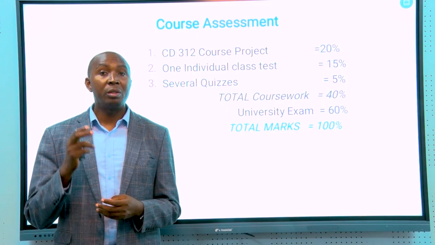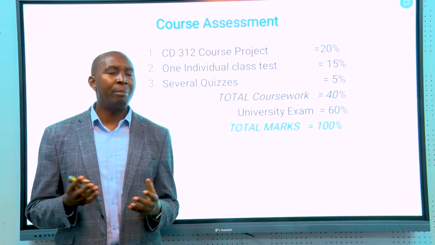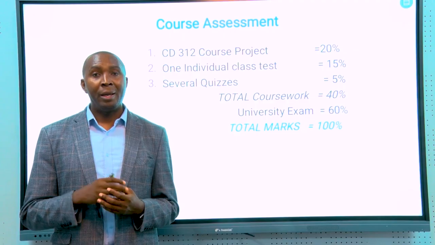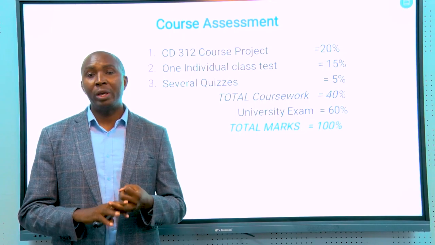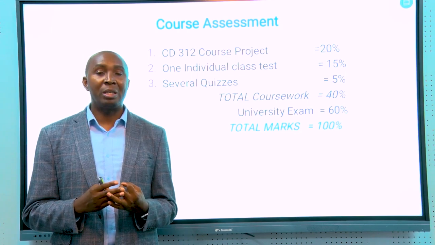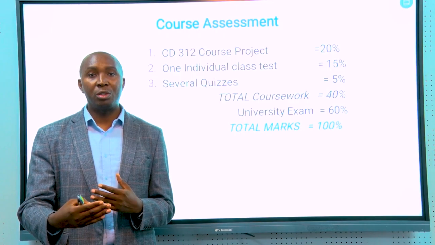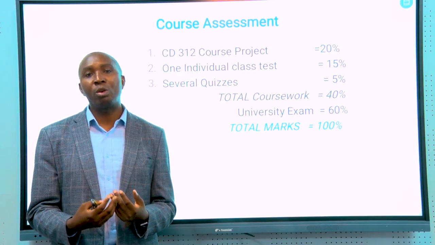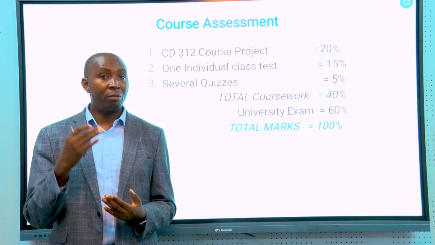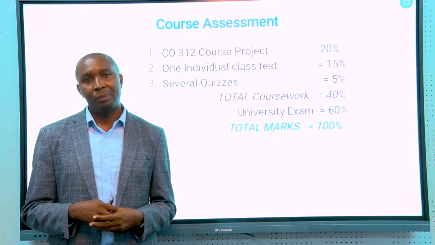So this course will be assessed using 3 mechanisms. One is that we have the course project that has been introduced, and this will be taking the bigger portion of the marks. So it will have 20 marks out of 40 marks. And then we have a test that is individual, where each and every student will be able to do a test that is graded as 15 marks. And then we have a number of quizzes that will be coming at regular intervals to test how much you're understanding and how much you are progressing. So in general, the course will be 40% or 40 marks, and then the university examination will consist of 60 marks. That will total 100 marks.